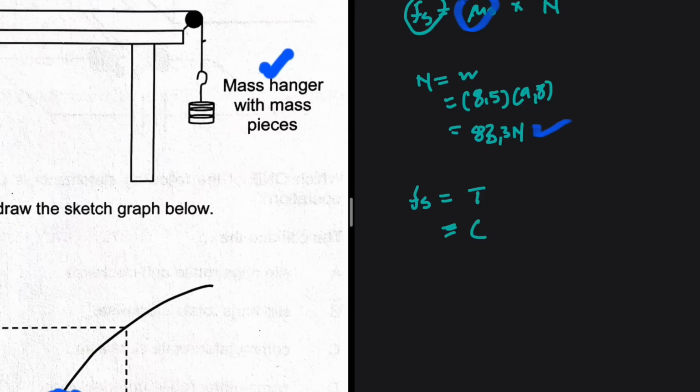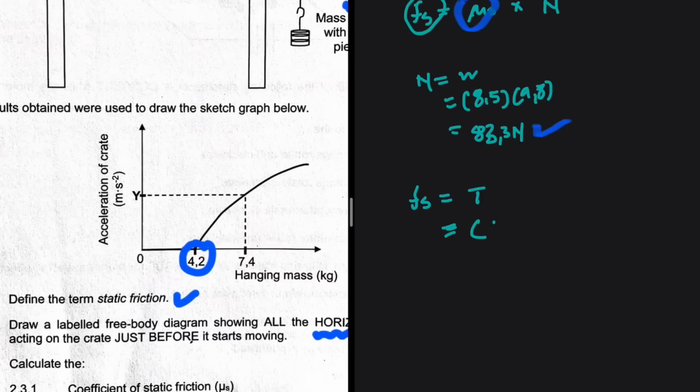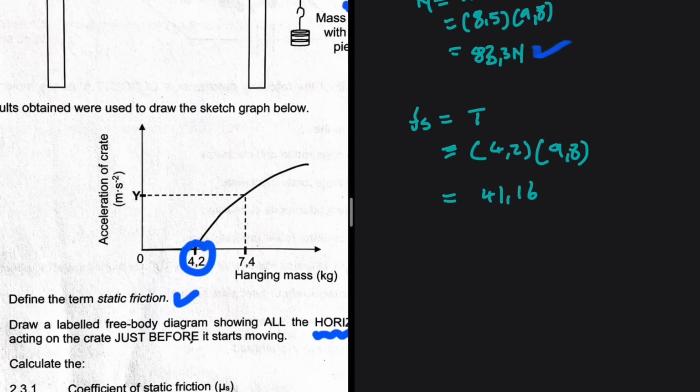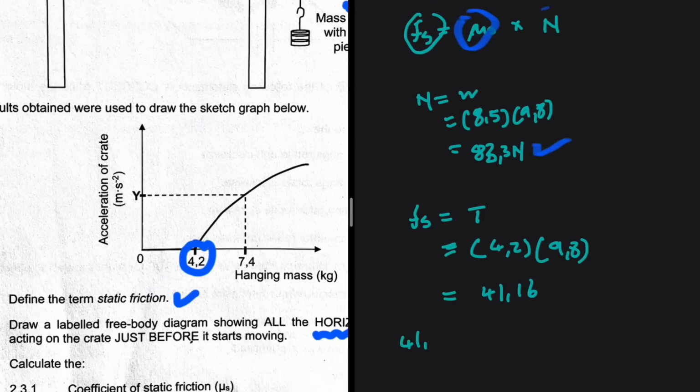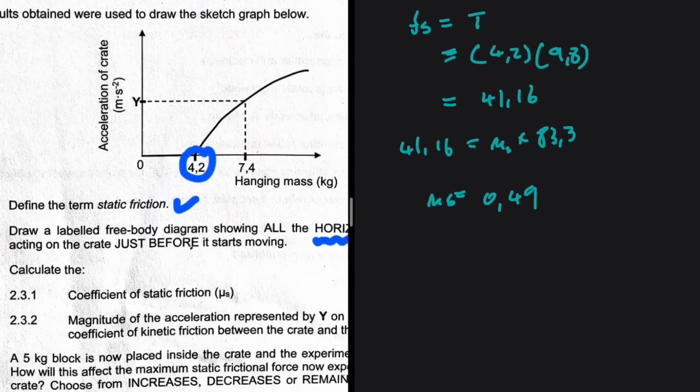So what is the mass of that thing? Let's take a look. The mass is 4.2 when we start having an acceleration, and acceleration due to gravity is 9.8. So we have 4.2 multiplied by 9.8, which is equal to 41.16. So we have the static frictional force. So now we can see 41.16 is equal to the coefficient multiplied by 83.3. So the coefficient is going to be equal to 41.16 divided by 83.3, which is equal to 0.49. So that is 2.3.1.